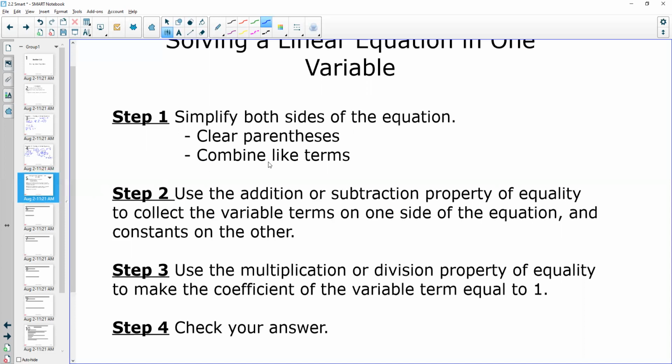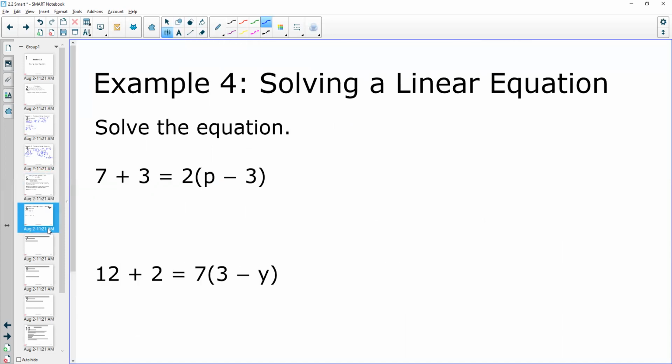The second step, once everything is as simple as you can make it on each side, is to use the addition or subtraction property of equality, just like we've been doing, add or subtract things that are alone. And then we're going to do the multiplication or division that's necessary. Last step is always check your answer. So let's do something a little more complex.